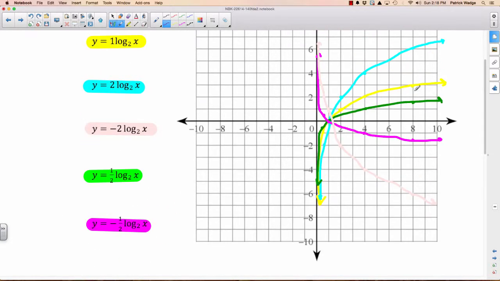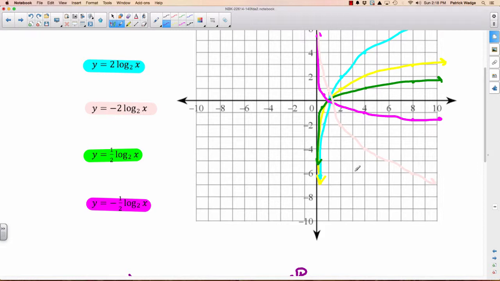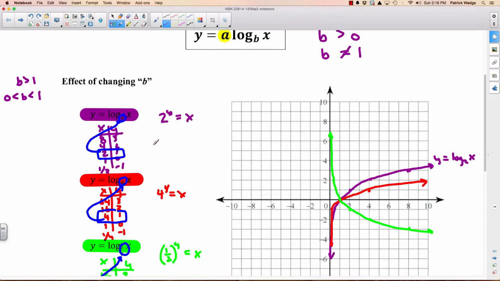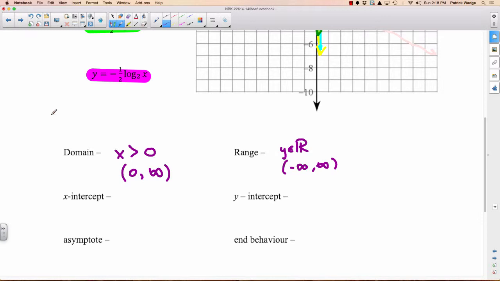What's the range of all of them? Well, they all go up and up and up, and they all go down and down and down. In other words, the range is y is an element of the set of real numbers. All real numbers. You could also write that as -infinity to infinity. What's the x-intercept? Interestingly enough, they all go through the same point. They all go through the point 1, 0. Those all go through 1, 0. These all go through 1, 0. Every single one of these goes through 1, 0.